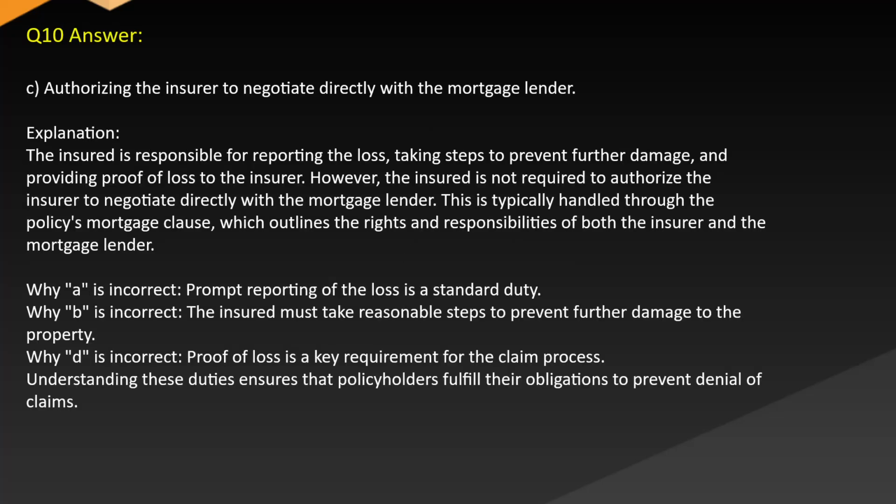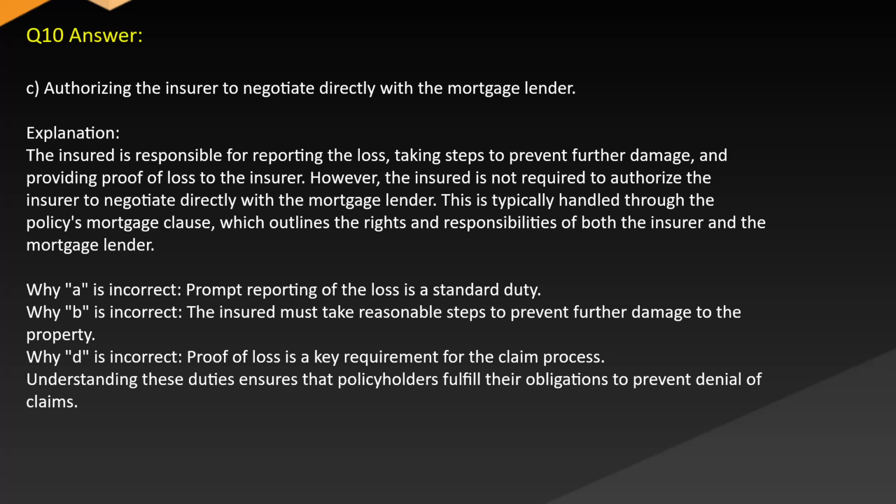Answer: C. Authorizing the insurer to negotiate directly with the mortgage lender. Explanation: The insured is responsible for reporting the loss, taking steps to prevent further damage, and providing proof of loss to the insurer. However, the insured is not required to authorize the insurer to negotiate directly with the mortgage lender. This is typically handled through the policy's mortgage clause, which outlines the rights and responsibilities of both the insurer and the mortgage lender.